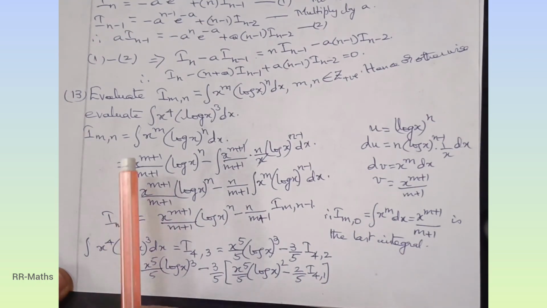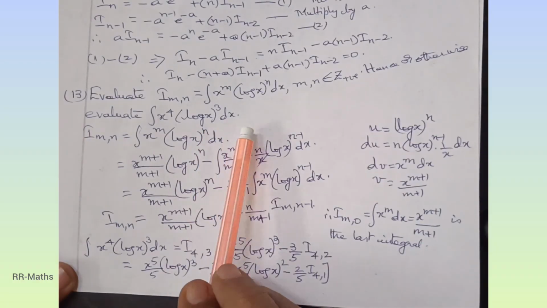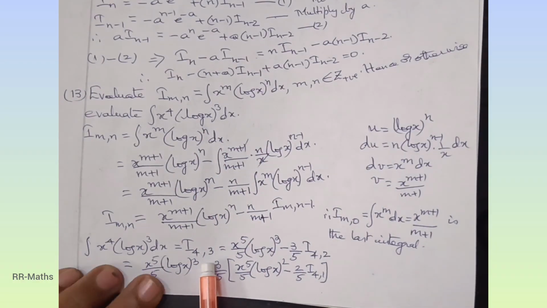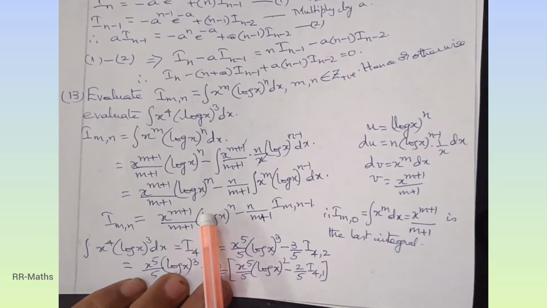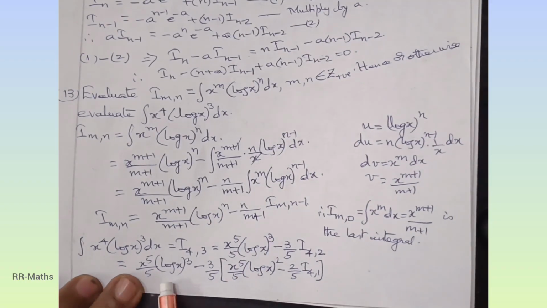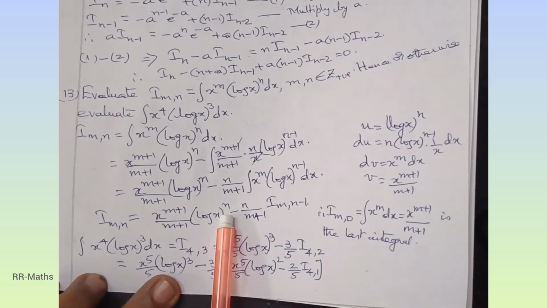Now you are asked to evaluate the integral x power 4 into (log x) whole cube dx. That is nothing but I(4,3), so m is 4 and n is 3 in this formula. You just substitute. So 4 plus 1, it becomes x power 5 by 5 into (log x) whole cube minus 3 by 5 I(4,2). The next level will be I(4,2), so m is 4 but n is 2.